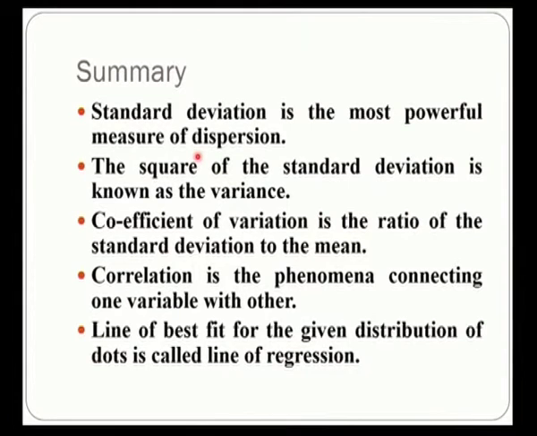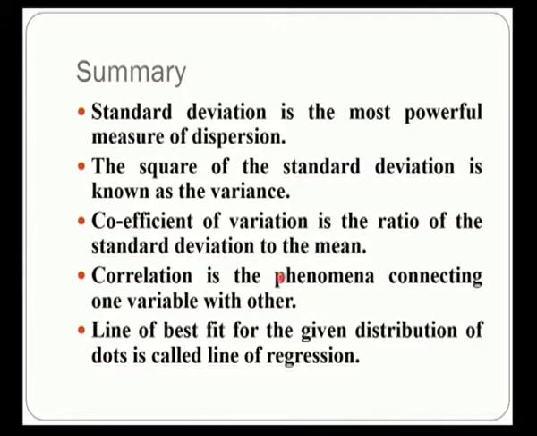So, in this lecture, we learnt about the standard deviation and variance, then correlation and regression. Standard deviation is the most powerful measure of dispersion. How much data is deviated from the mean value can be learnt by calculating the standard deviation. Then the square of the standard deviation is known as variance. This variance can be numerically measured or calculated using the coefficient of variation. This coefficient of variation is the ratio of the standard deviation to the mean.